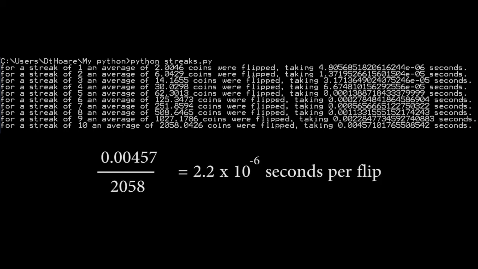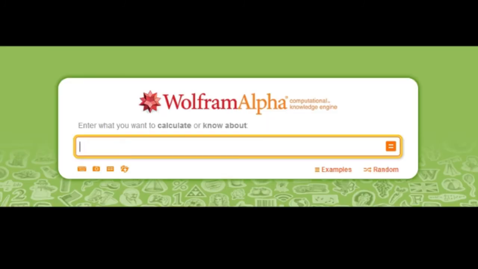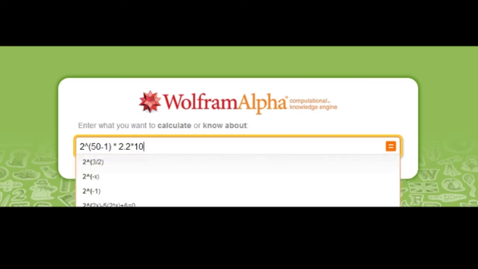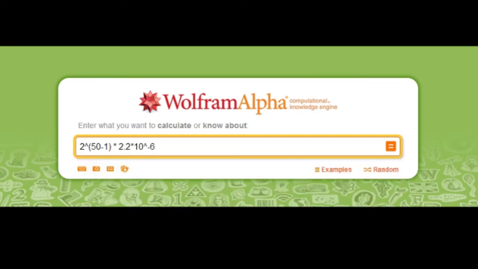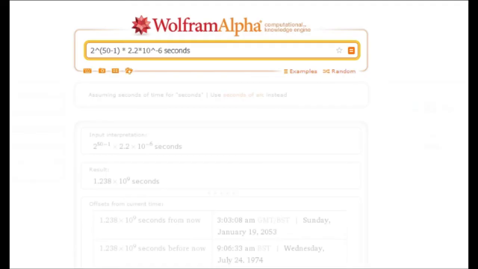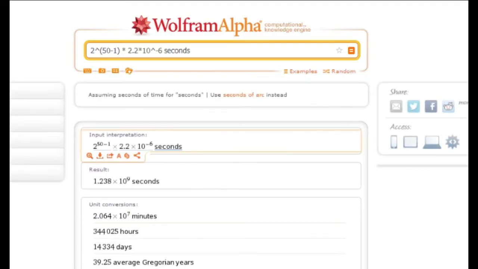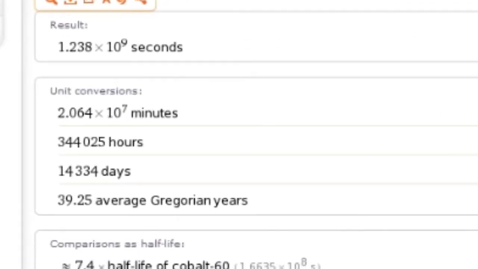Thus, to estimate the amount of time per flip, we can take a time and divide it by the number of flips, which gives us approximately 2.2 × 10^-6 seconds per flip. Then, if we multiply the expected number of flips, where we can ignore the -2 term because it is negligible compared to 2^49, by the average time per flip, we find out that we should expect my computer to take just over 39 years to flip 50 heads in a row. I'm glad I didn't try to wait it out.